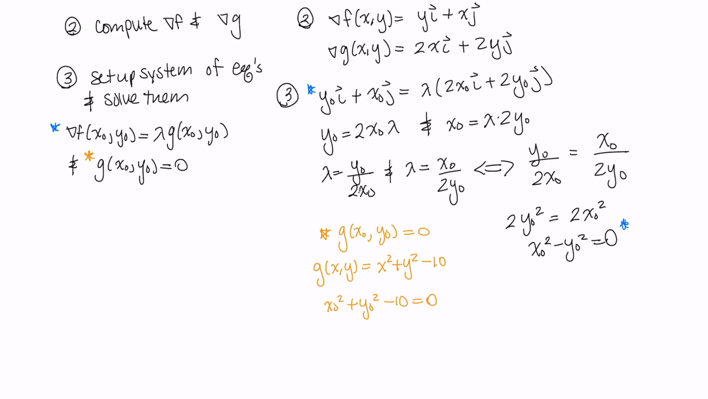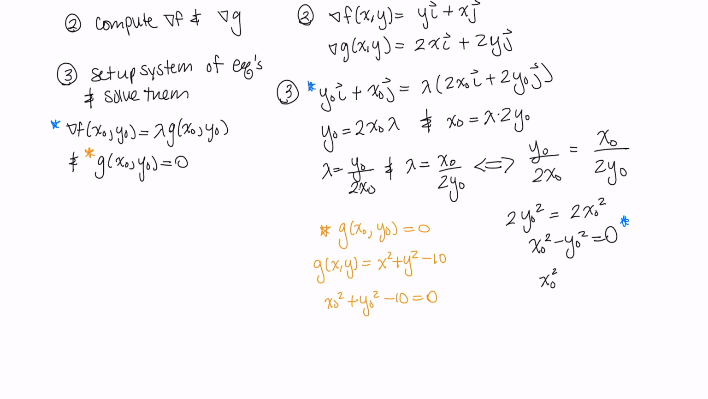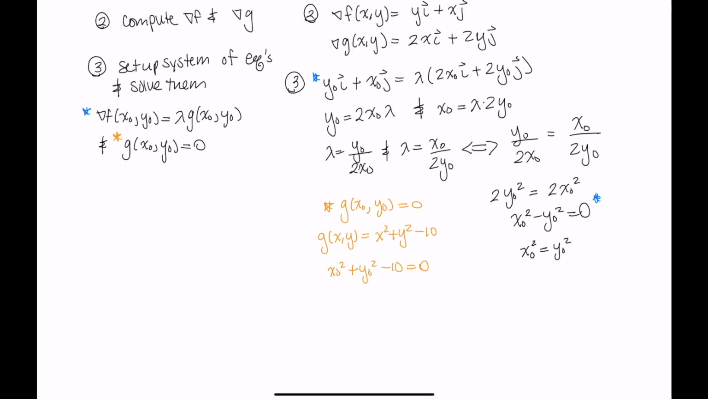Now, from this combination of equations where we combined our lambda equations to obtain x squared minus y squared equals 0, we can end up with x naught squared equals y naught squared. So I'm going to go ahead and replace x naught squared with y naught squared.